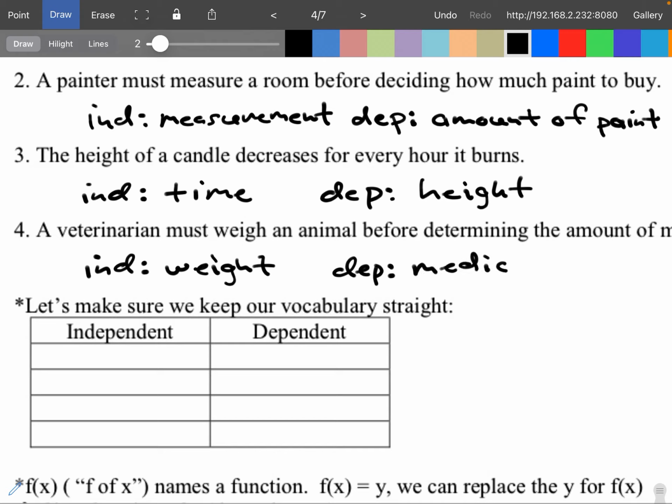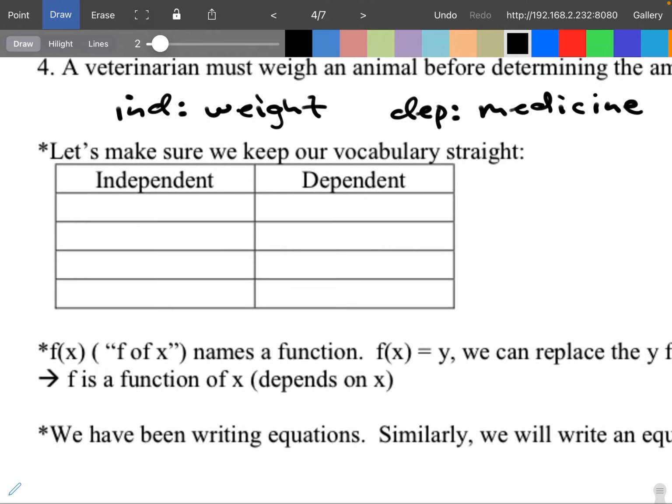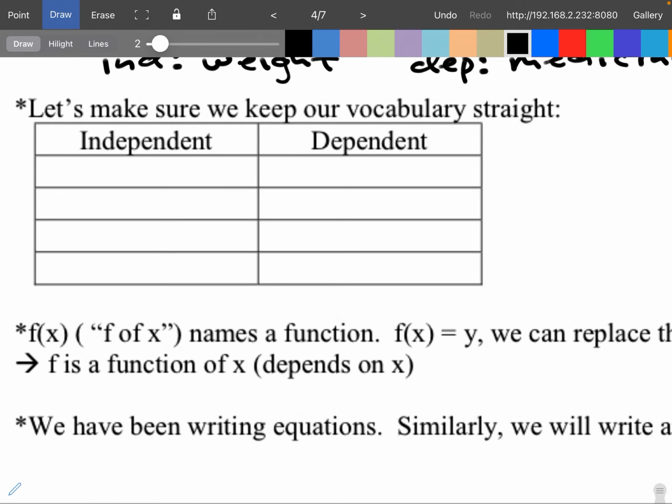So that means the independent would be the weight, and the dependent would be the amount of medicine. You guys okay with that part? All right, and then we have this next little chart we have to fill in.